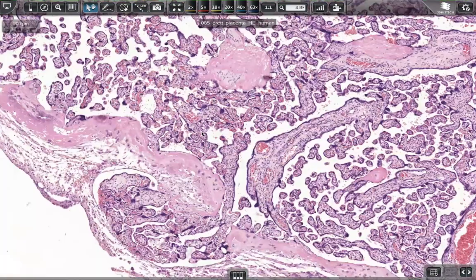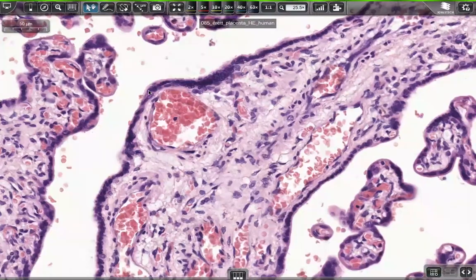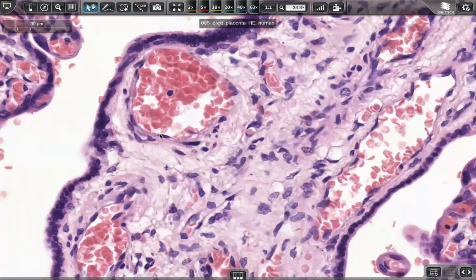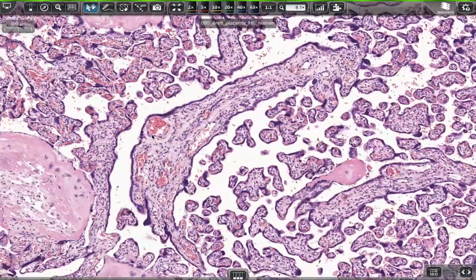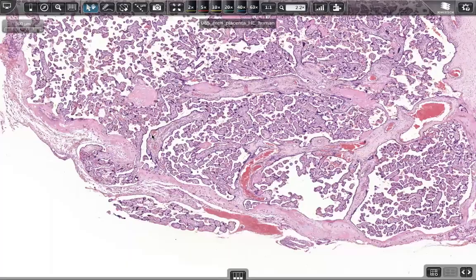And again, just looking at the maternal side as well. So syncytiotrophoblast, mesenchyme, endothelial cells, basement membrane of the endothelial cells. So this is the exact route for the gas exchange. Yeah. Now, that was our last slide in this semester.